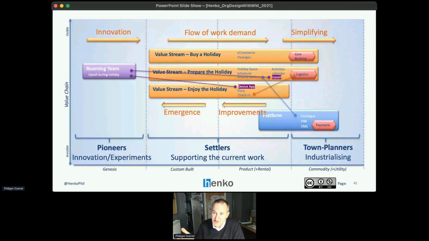And in this example, for instance, if you wanted to upsell during the holiday, you can look at connecting basically the team creating this as a roaming team or skunk work, like you say, Steve, and plug into the value streams where they do the upselling, they do the device application, and bringing that together in a very, very simple experiment to actually release that as value to the customer and try it. And that way you do simplifications quite a lot.